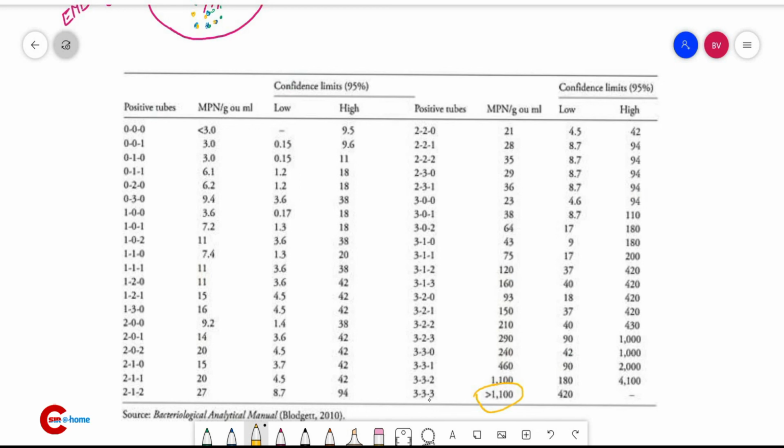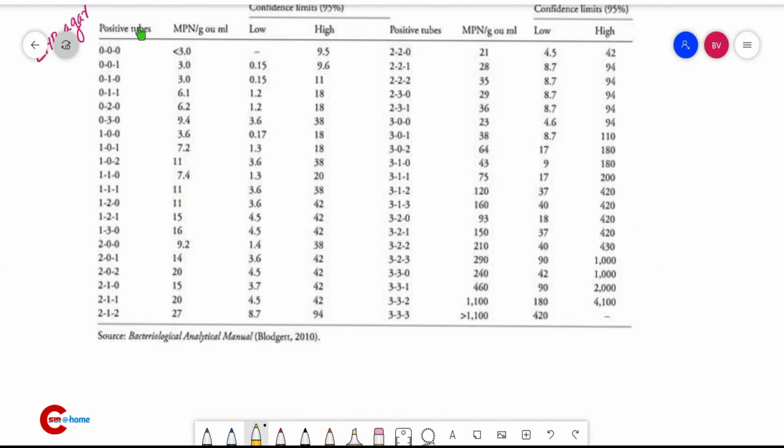Here it is more than 1100. It is a very high load of coliform in our water sample. Here the other values, you can see the positive tubes. First 10 ml, 1 ml, 0.1 ml. If the 10 ml is 0, 1 ml is 0 and 0.1 ml is 1, that means 001. What is the value? 3. That means 3 per ml.